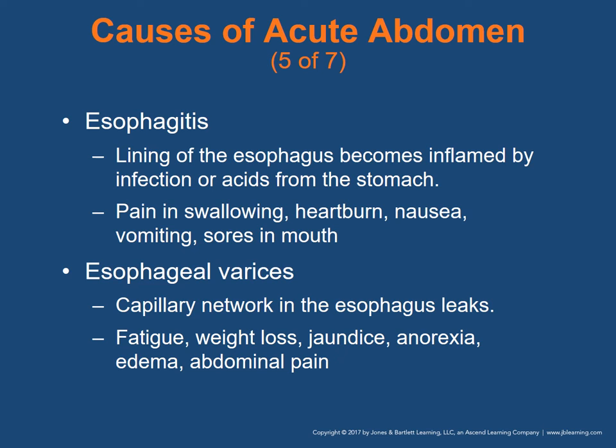So some signs you might see with esophageal varices: fatigue, weight loss, jaundice, which is yellowing of the skin. Remember that jaundice of the skin means failure of the liver. And we already talked about that esophageal varices come from, ultimately, portal hypertension, high blood pressure in the liver. So if esophageal varices come from inadequacies in the liver, we can expect that inadequacies in the liver might also produce a very common hepatic sign and symptom, which is jaundice. Anorexia, edema, which is freestanding fluid or swelling, and abdominal pain.